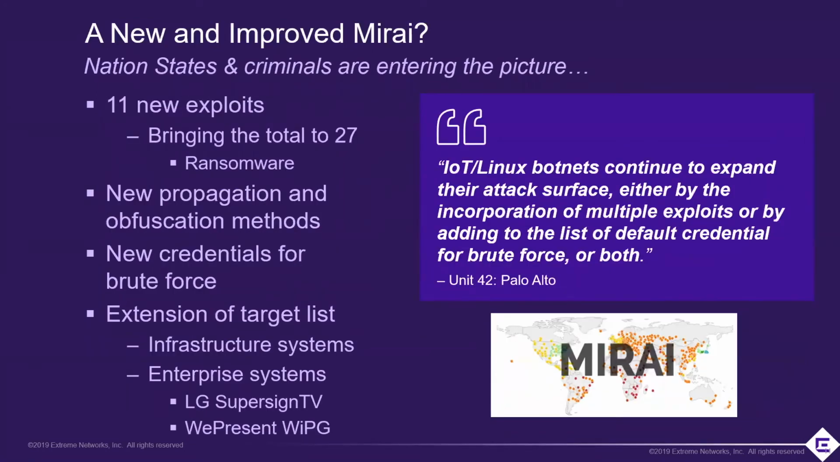Because now Mirai is being improved. Like all malware, once it enters into the wild, nation states and criminals can enter the picture and they can improve on the code. Yes, absolutely. New features: 11 new exploits, bringing the total to 27, and yes, ransomware is among them. New propagation and obfuscation methods, which allows the code to propagate and also hide, new credentials for brute force, for system hacking, and extension of target lists, infrastructure systems, and enterprise systems. This is something we need to pay attention to.